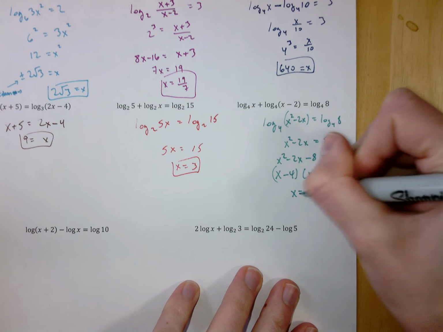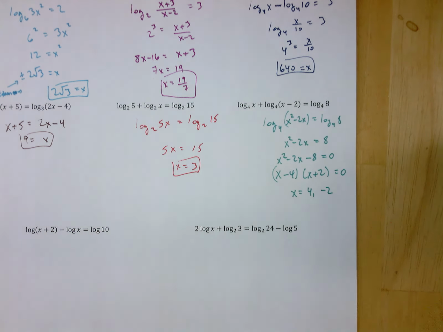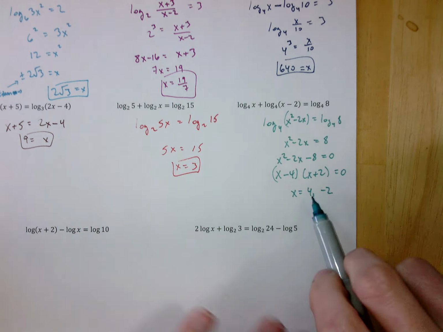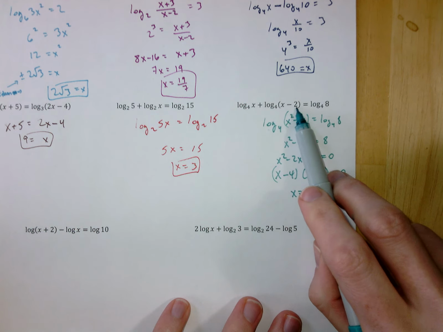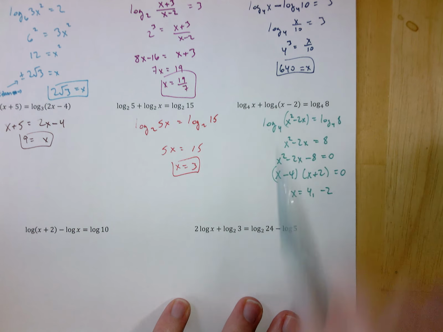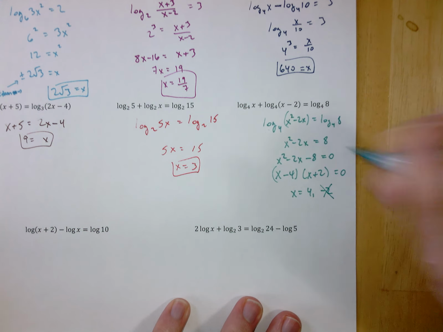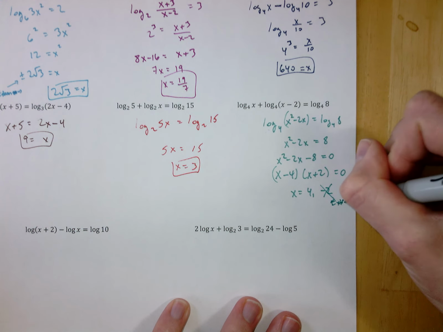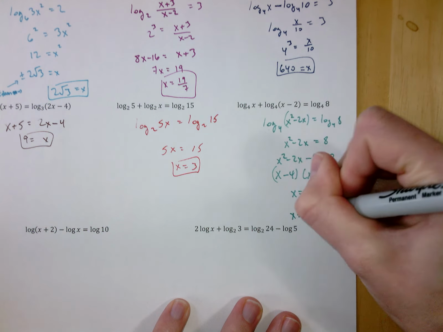So my two solutions are going to be 4 and negative 2. And then a quick check. The 4 I'm good with. It's going to make both of those positive. Negative 2 is going to make at least one of them negative. So this guy is extraneous. So my only answer is x equals 4.